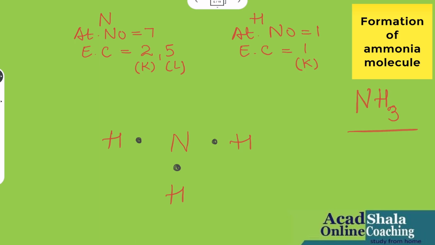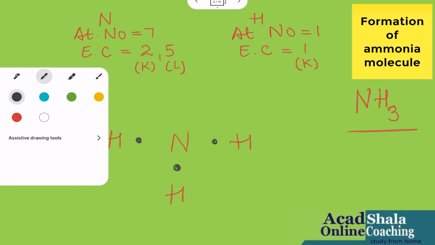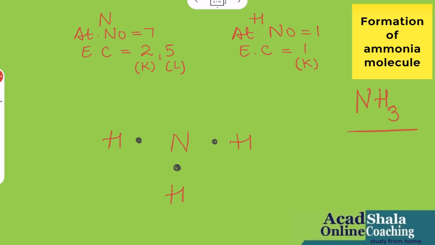Now, nitrogen says that I have 5 valence electrons in my outermost shell. So, I will share one electron each with hydrogen atoms. Nitrogen gives its 1 electron, three times. Out of 5 valence electrons, nitrogen has given its 3 electrons, 1 electron each. So out of 5 minus 3, what is left? 2. So nitrogen says 2 are left over here.